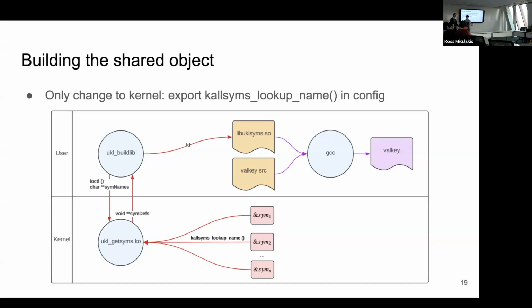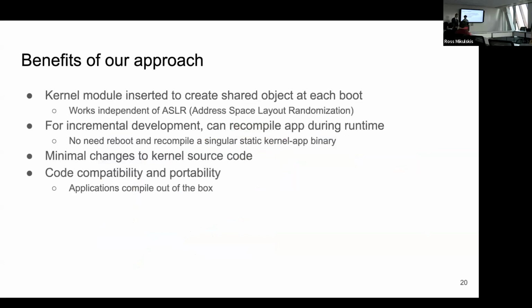Just to reiterate the benefits of our approach, the kernel module is inserted to create a shared object at each boot. So even if you have ASLR, address space layout randomization, it still works because it gets the addresses of symbols at runtime. And you can recompile your app anytime. There are minimal changes to the kernel source code, and the code is compatible and portable. You don't really have to make changes to the source code.